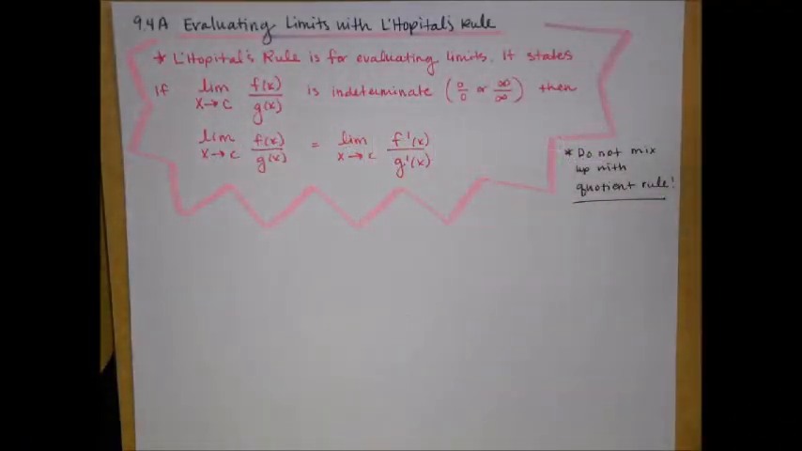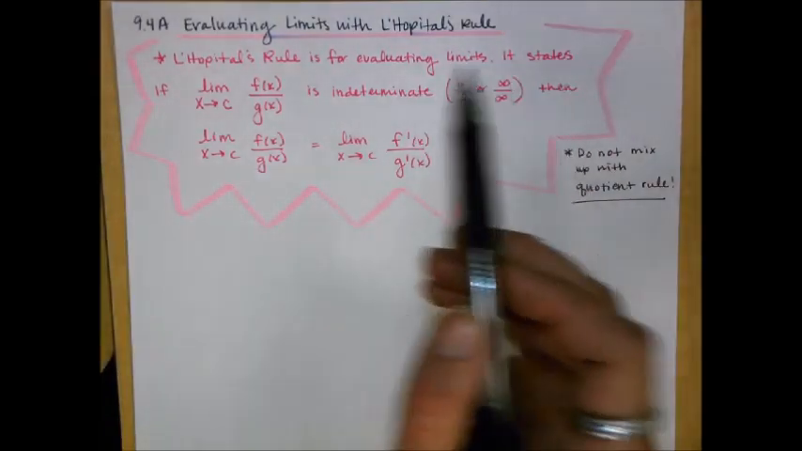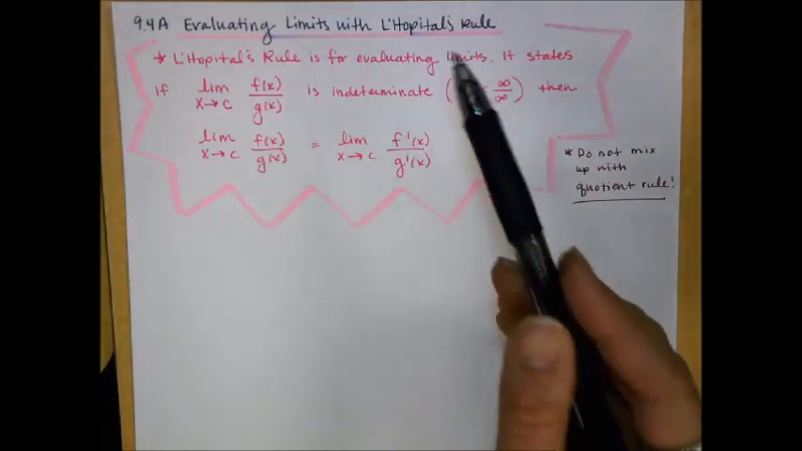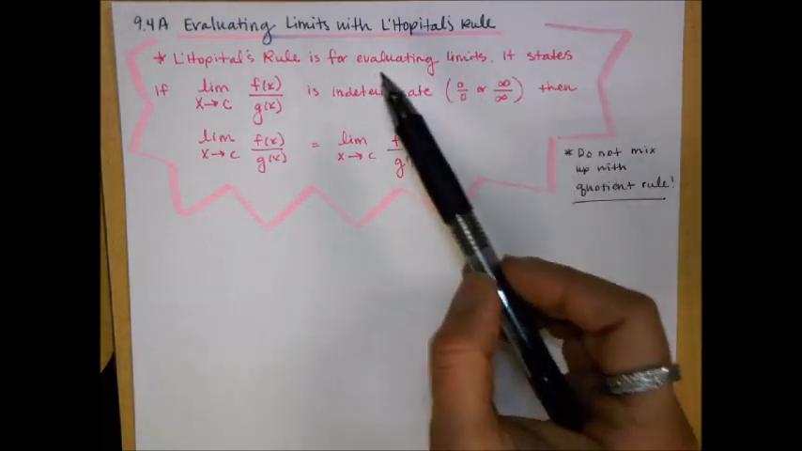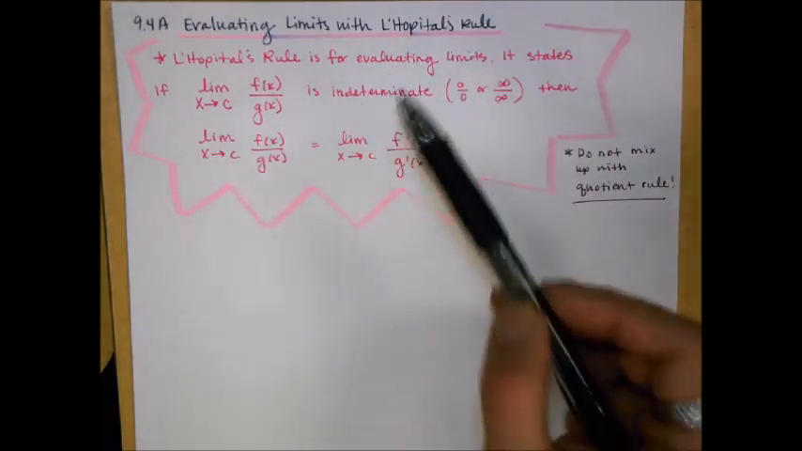These notes are for AP Calculus AB. This is 9.4a on evaluating limits with L'Hopital's rule. L'Hopital's rule, again, is only for evaluating limits, and I keep pointing this out because it involves derivatives, and you don't want to mix it up with taking a derivative.